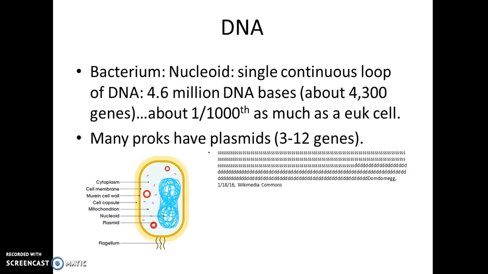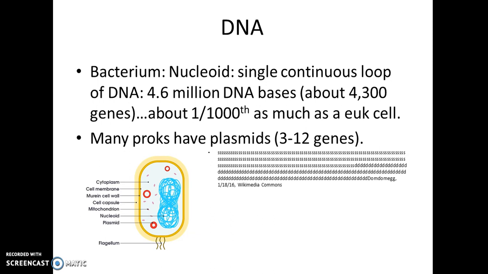So what we're going to take a look at first right here is the DNA, and the way that the prokaryote and the eukaryote setup is going to be the same. All right, so we're going to talk about DNA for both, but we're going to focus on prokaryotes right now. So the bacterium, we know that their DNA is in the form of a singular continuous loop. It has about 4.6 million DNA bases, which is about 4,300 genes. It's a very small genome.